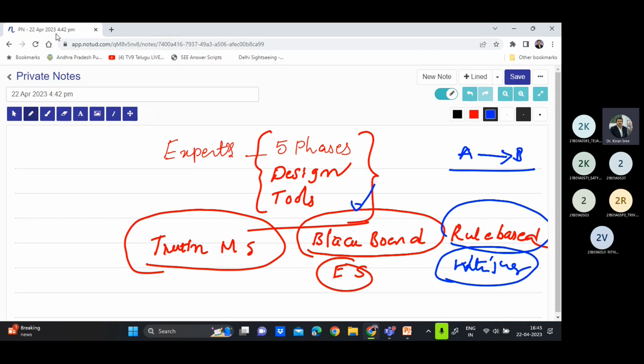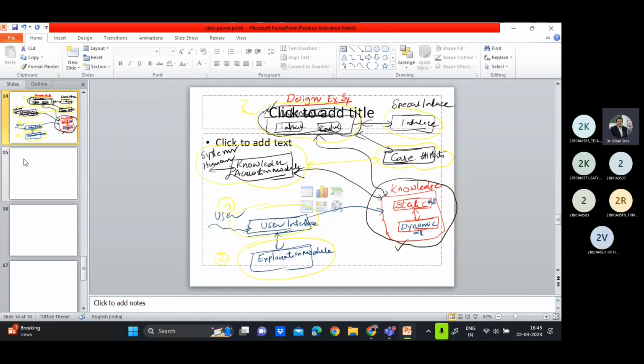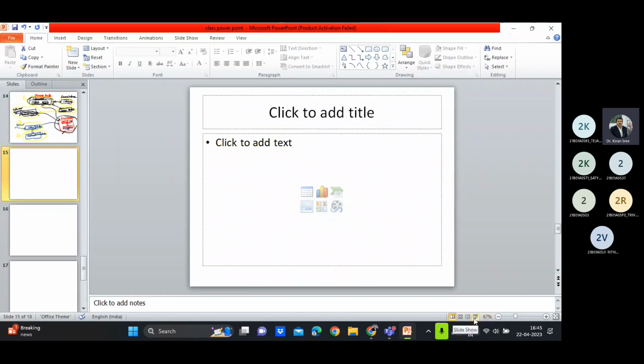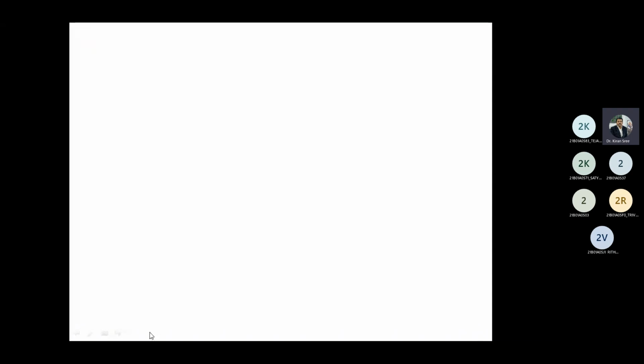So what we do now is we'll talk about the various phases of an expert system. Then we go to the architecture of an expert system.